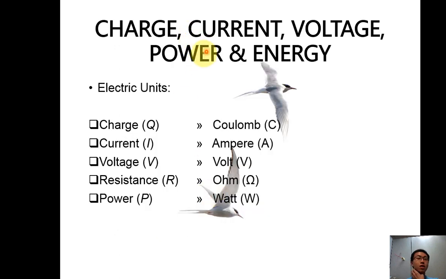Next, we will talk about charge, current, voltage, power, and energy. Charge is a variable. A variable is something we define in words, but whose value changes depending on the calculation. For charge we usually use Q, and the unit is coulomb. Current is in ampere, voltage in volt, resistance in ohm, power in watt.